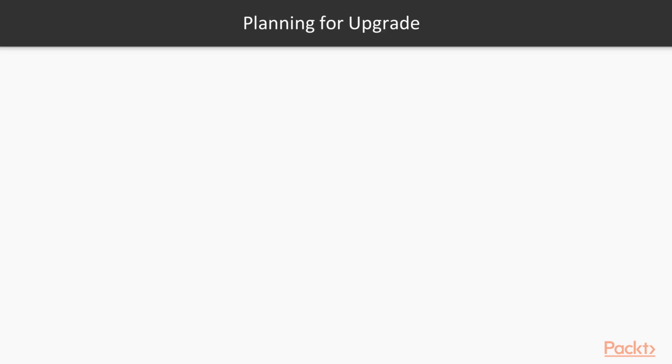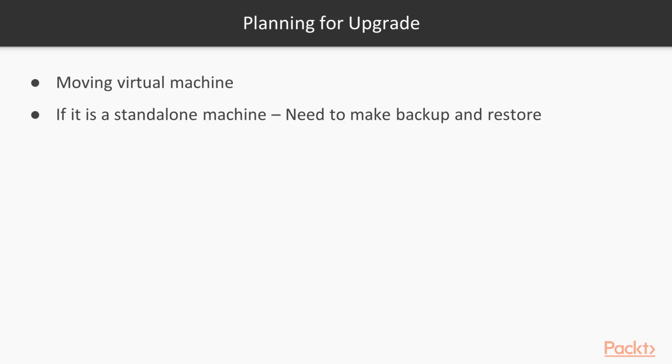First step, the planning aspect. Now, for Hyper-V, it is pretty straightforward. Planning involves moving the virtual machines somewhere else. If it's a standalone machine and you're doing an in-place upgrade, you'll need to maybe do a backup and restore. We'll talk a little about that in a few minutes. But bottom line, planning for a standalone Hyper-V host is no different than any other Windows Server host.